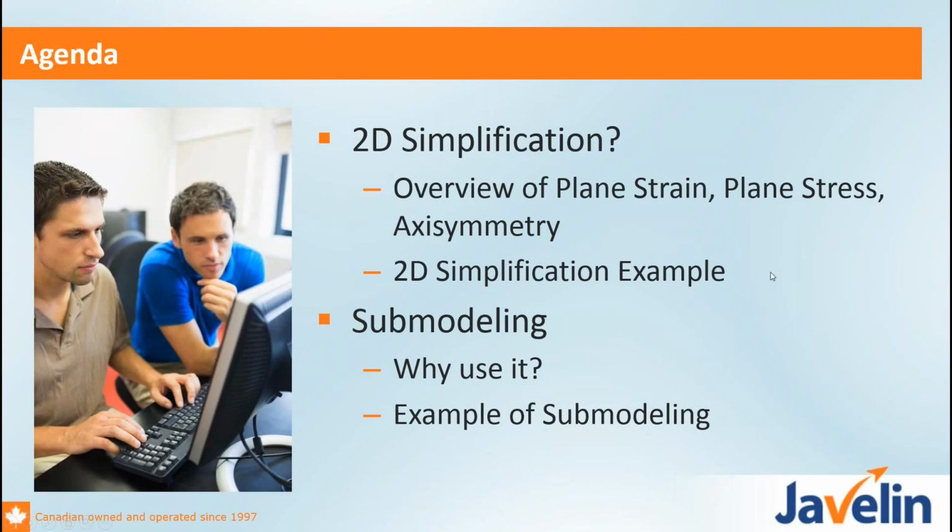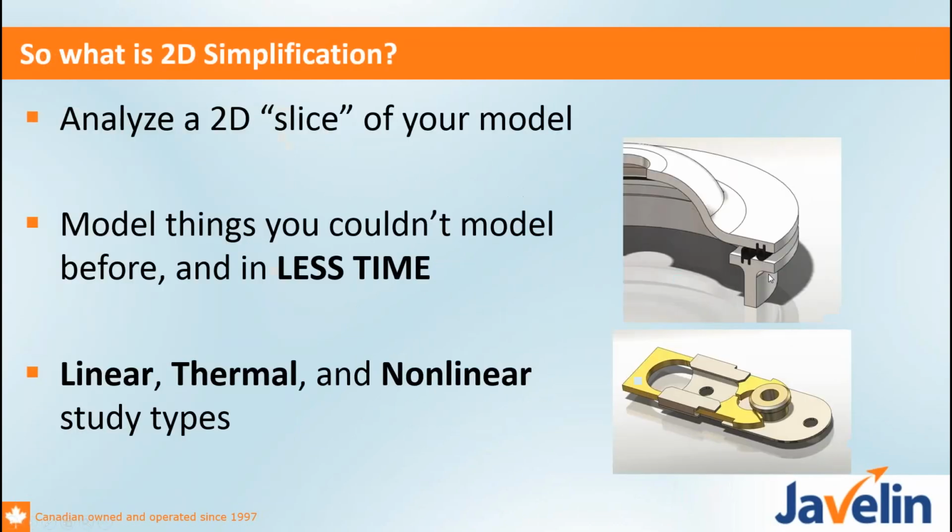So let's start with 2D simplification. And why do we talk about 2D simplification? SOLIDWORKS is a 3D program. We've spent a lot of time telling you why modeling in 3D is going to save you so much time, reduce errors, give you more accurate modeling, etc. Well, sometimes being able to simplify things down into 2 dimensions can have a lot of advantages, and almost all of those advantages are time-based.